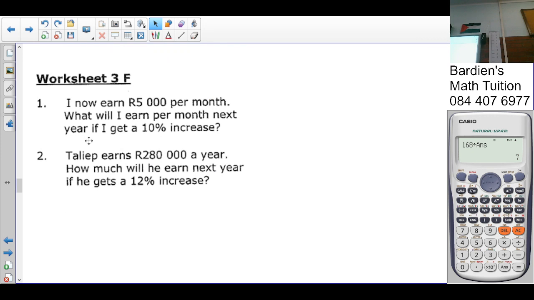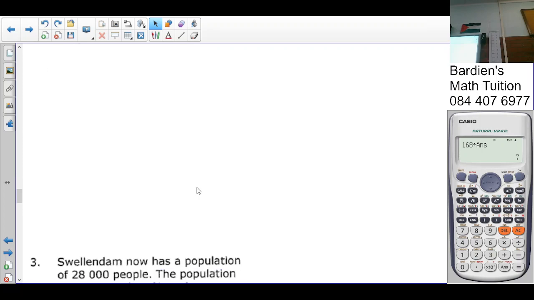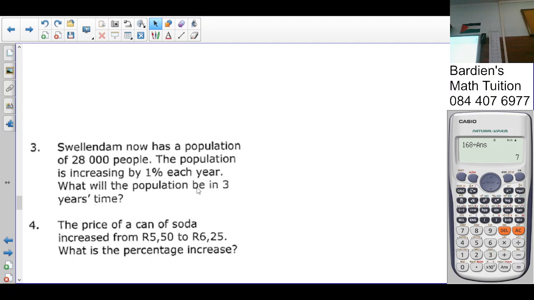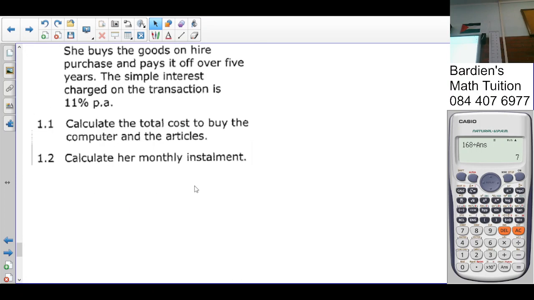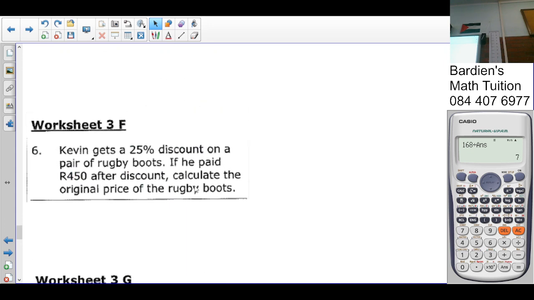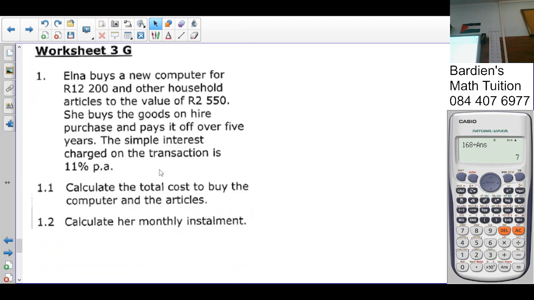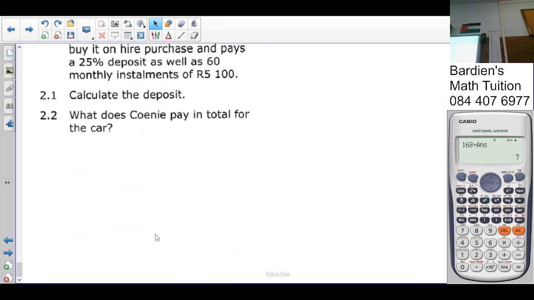Okay. But you guys understand? Okay. So that basically brings us to the end of worksheet 7.3. Here's 7E. Okay. So we will do 3F tomorrow. I see 3F is a bit shorter. And G is again a bit longer. Okay.